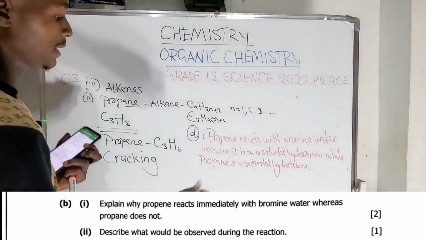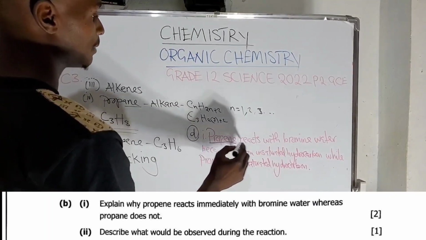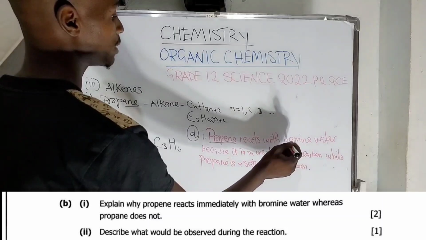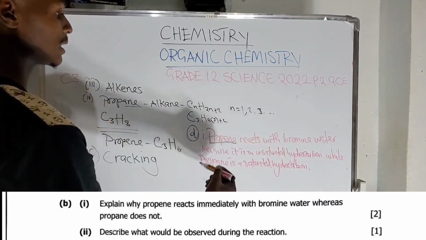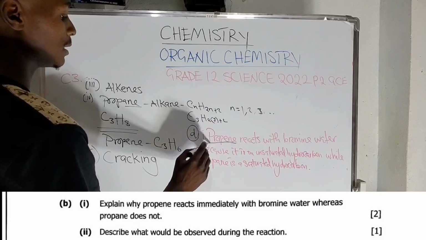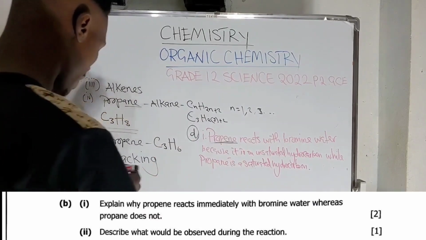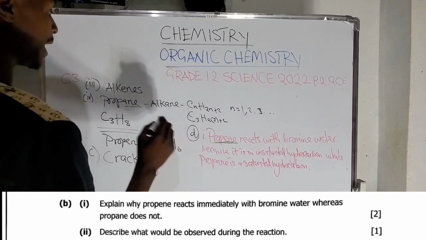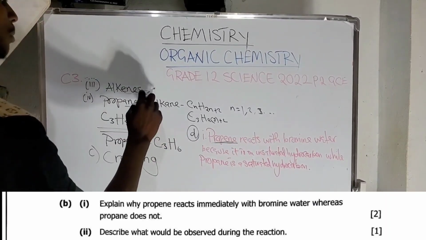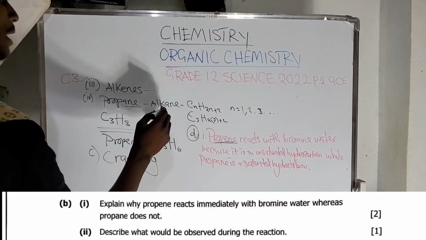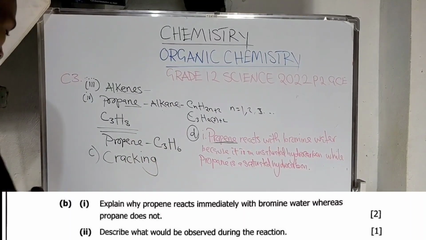And the result will be, when propene reacts with bromine water, the color of bromine water, which is reddish brown, will change to colorless, signifying that the substance is an alkene. So alkenes decolorize the bromine water. Meanwhile, alkanes don't. Okay? That's the answer.